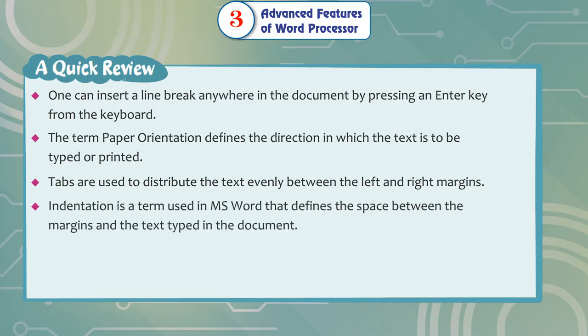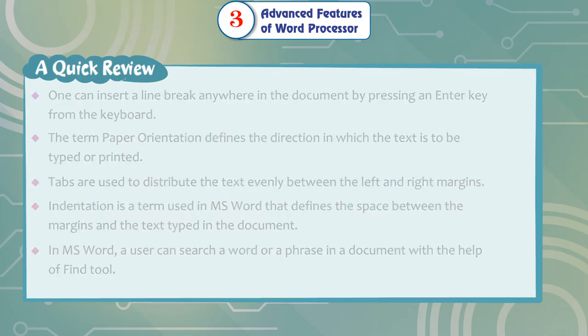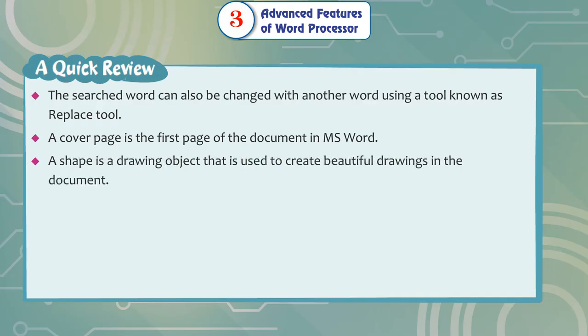Indentation is a term used in MS Word that defines the space between the margins and the text typed in the document. In MS Word, a user can search a word or a phrase in a document with the help of the Find tool. The searched word can also be changed with another word using a tool known as the Replace tool. A cover page is the first page of the document in MS Word. A shape is a drawing object that is used to create beautiful drawings in the document.